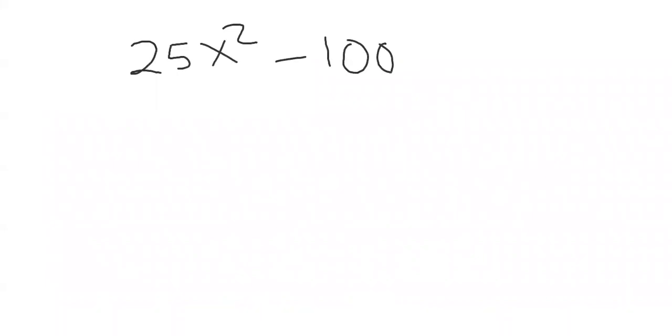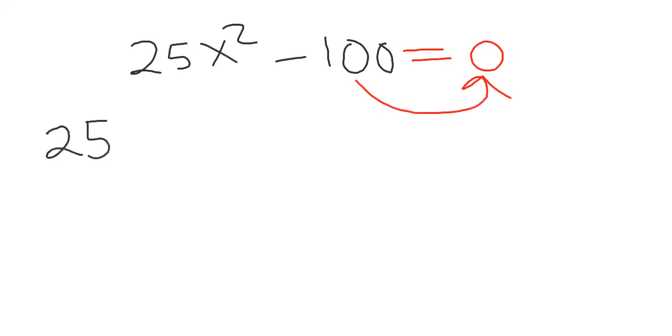So what do we do in this case when the coefficient of x squared is not equal to 1? The first thing is the same. We insert a 0, then we take our 100 to that side so that the 100 can become positive. Then we now have 25x squared is equal to 100.